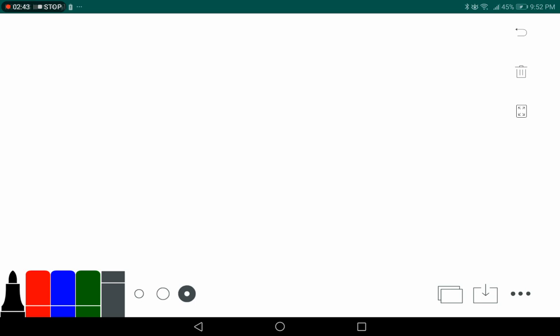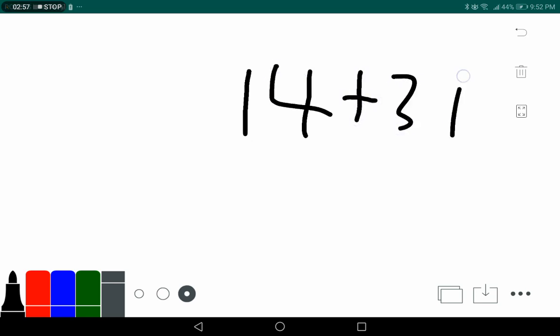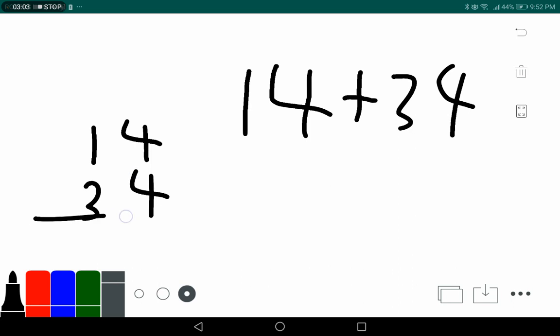When you're gonna do addition in a more complex way like this, here is how I usually do additions. Let's say you have a complex number like 14 plus 34. There's two ways of doing it. You could do 14, 34 like this. 4 plus 4 equals 8. 1 plus 3 equals 4. 48.